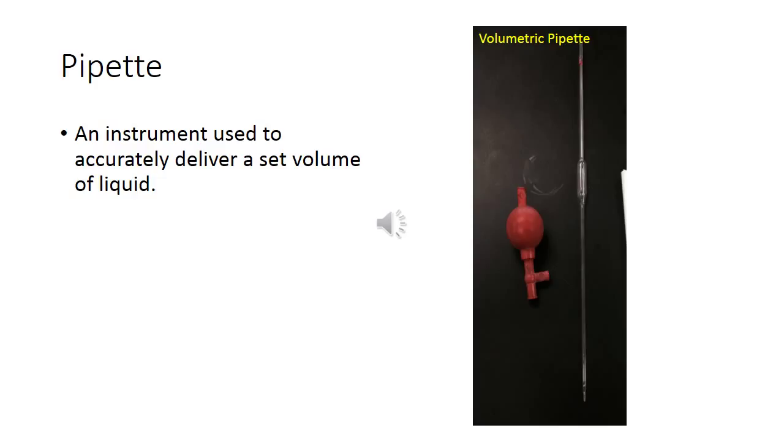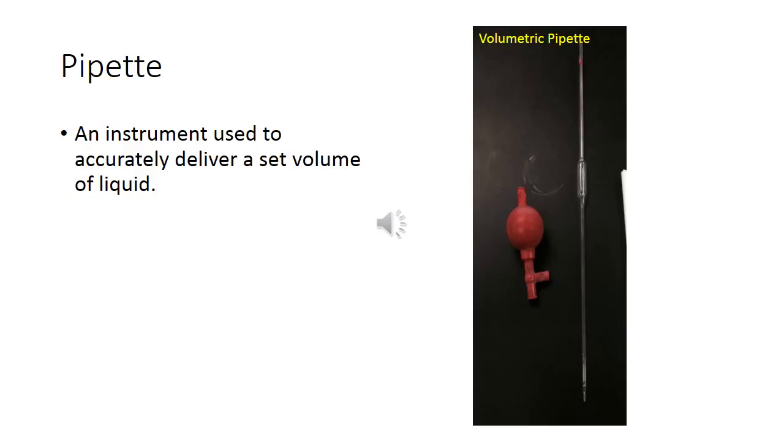Alright, the purpose of today's lab is to give you practice at perhaps one of the two most important techniques for you to learn as a chemist, and that's the use of the pipette. Pipettes are instruments used to deliver very accurately a set volume of liquid. You use a pipette when you know how much liquid you want to use to make a solution or to perform a reaction.